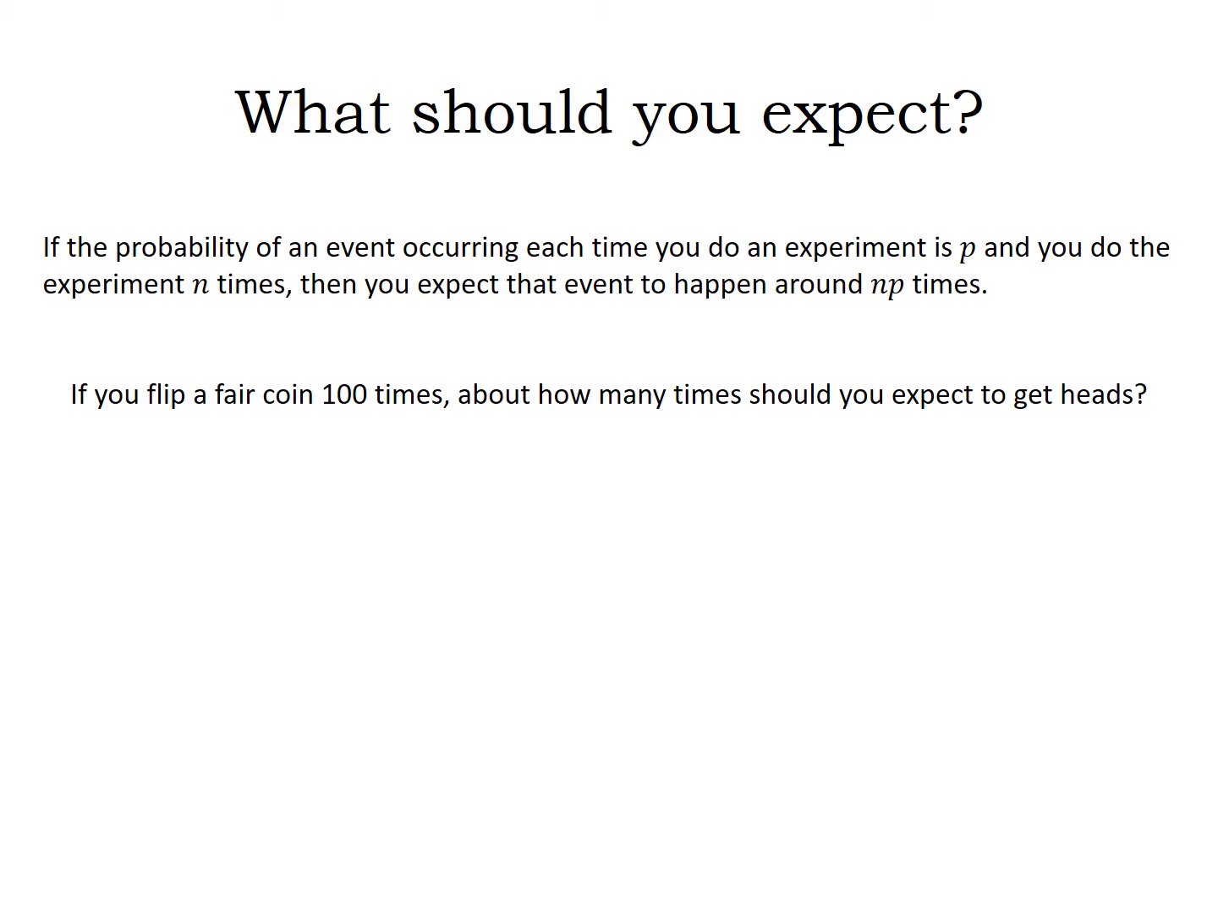Flip a fair coin 100 times. How many times should you expect the coin to land heads up? So n is 100, p is 0.5. There's a 50% chance of getting heads each time. So we need to know what is 50% of 100. We take n, 100, times p, 0.5. 100 times 0.5 says what is 50% of 100? And of course that's 50. You already knew that. That's not the revelation here. It's the n times p. That's how we calculate how many times we expect to get a particular outcome.